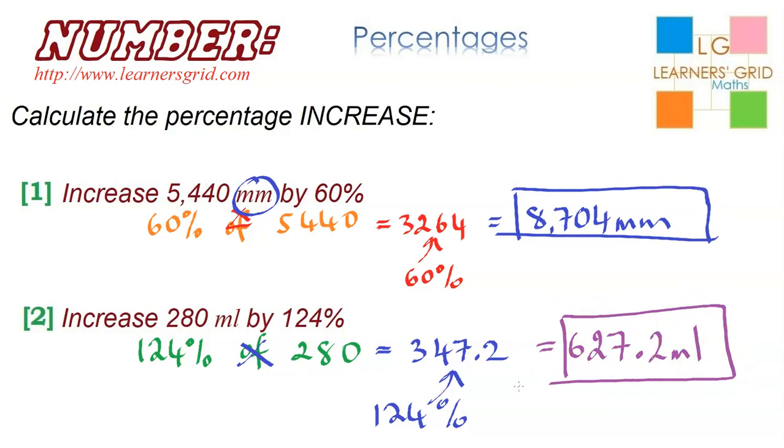So that's how the process goes. Basically, you find the percentage of the original amount, and the answer to that you add on to the original amount to get your final increased answer.